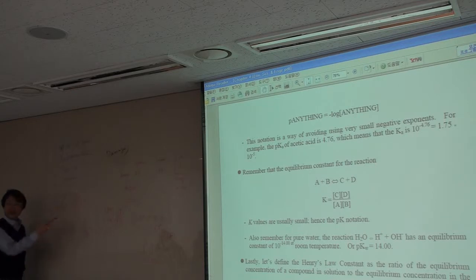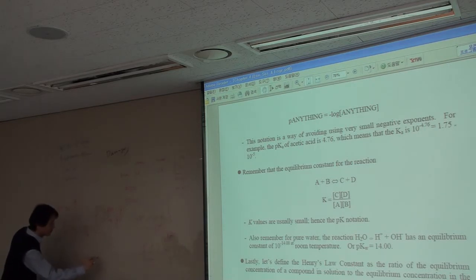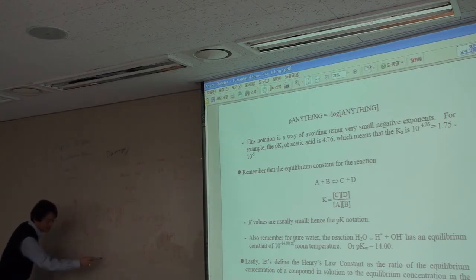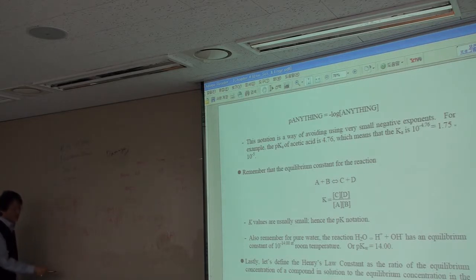But what is K? K is the equilibrium constant. So here K is actually this. Well, actually, this is not the right one. This is gamma C, C, gamma A, A, gamma B, B, like this. But let's just assume all the gammas are number one, so we can use this.